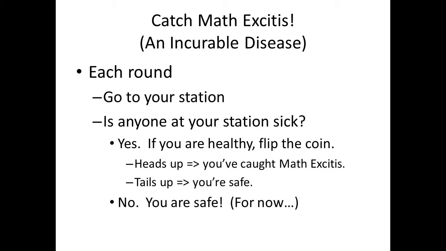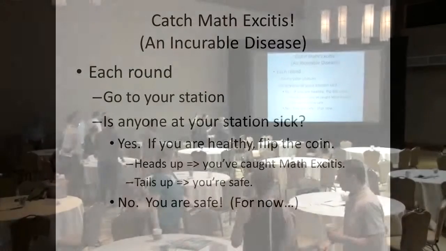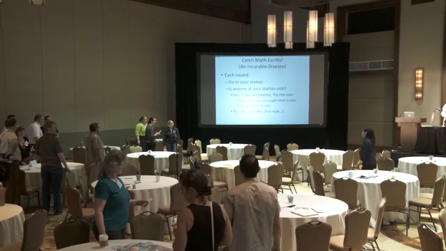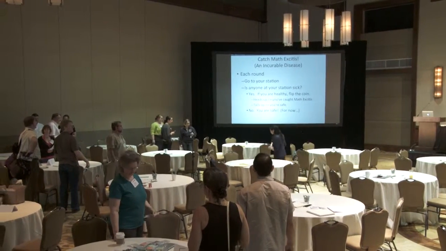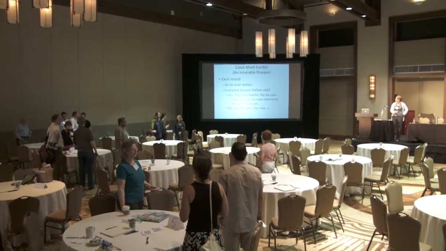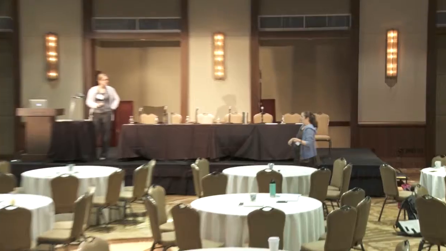Okay, so we have three people in the room that are already sick. Hopefully you're already at your station. If you've come in late, make sure you get a strip of paper. If there's anyone at your station who is sick, there are some pennies. Go ahead and flip a coin. If I've told you you're sick, then you're sick. There are three people who are sick right now. Where are my sick people?